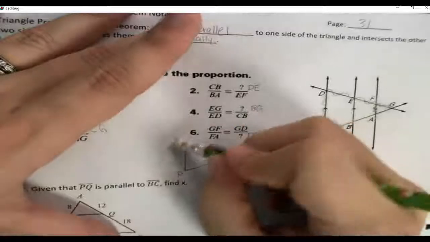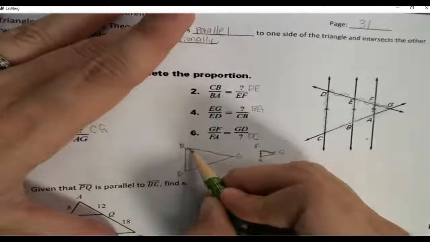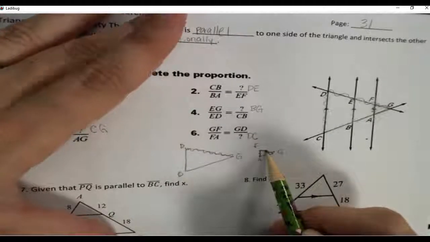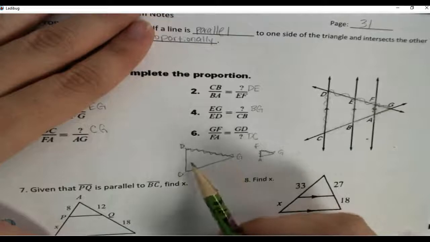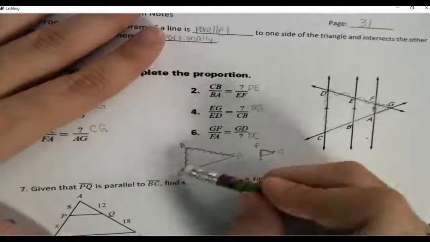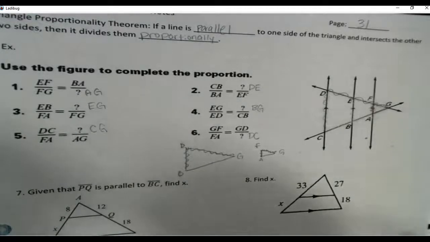Oh, sorry, I flipped them. D's up here. See, so then I have DG, which is this whole side. This whole side matches this whole side, so then this little side matches this DC. It's just because they're together, which makes it strange.